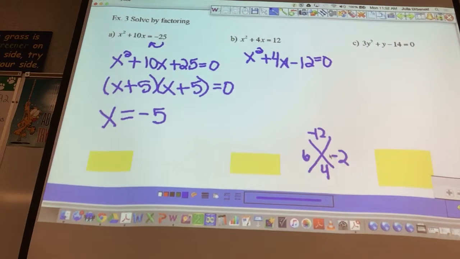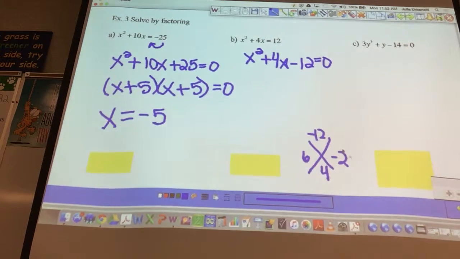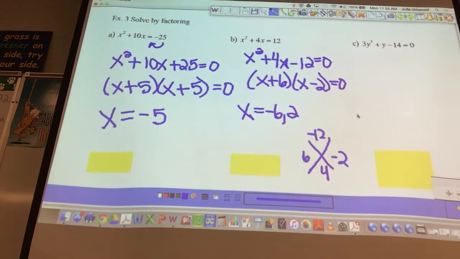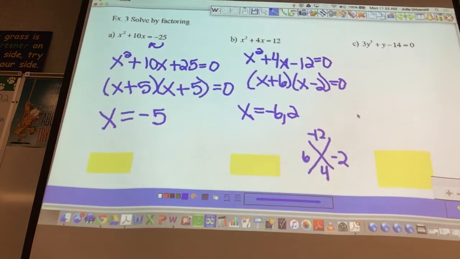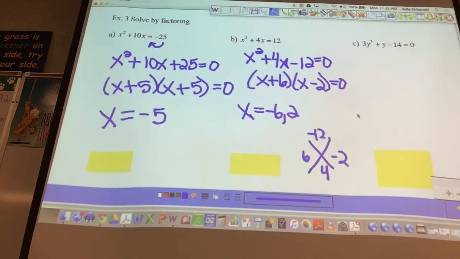So you kind of already know what your answers are, don't you? What are they going to be? Negative 6 and positive 2. Good. But for showing work, they like to see the actual factor. Negative 6 and positive 2. And number 3 is the same way, except it becomes one of those problems where they have a 3 in front, and it makes a big, big difference.